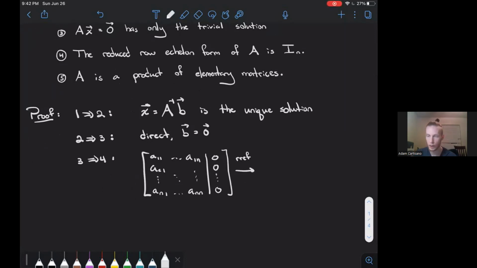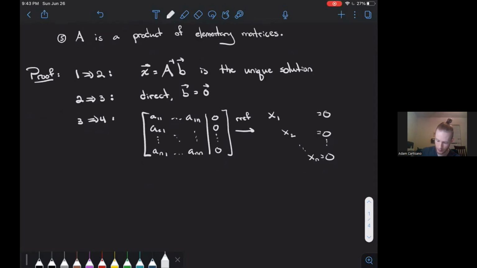We won't even do the row reduction. You know what will happen. We'll have 1s on the main diagonal, and any row operations done on the 0 vector will remain the 0 vector. And so the system of equations is going to be x1 equals 0, x2 equals 0, all the way up to xn equals 0. But what is the augmented matrix for this system? It's the identity, right?